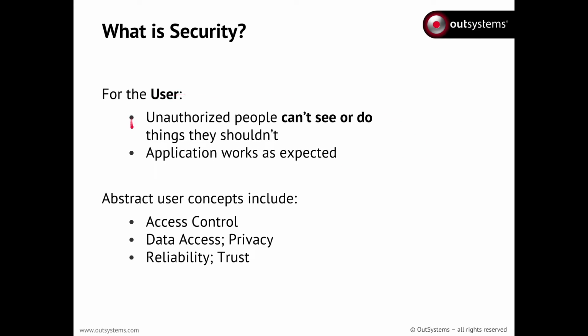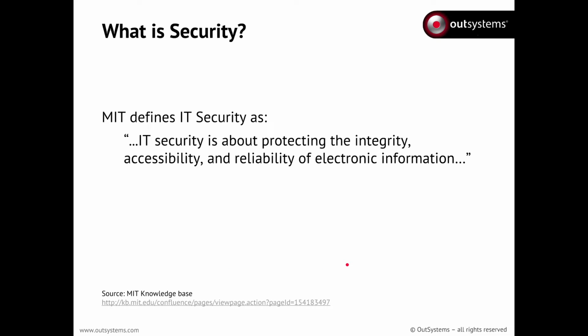Now, these vague concepts for the user, for the IT professional, mean access control, data access, privacy, reliability, and trust. In fact, MIT defines IT security as being about protecting the integrity, accessibility, and reliability of electronic information.